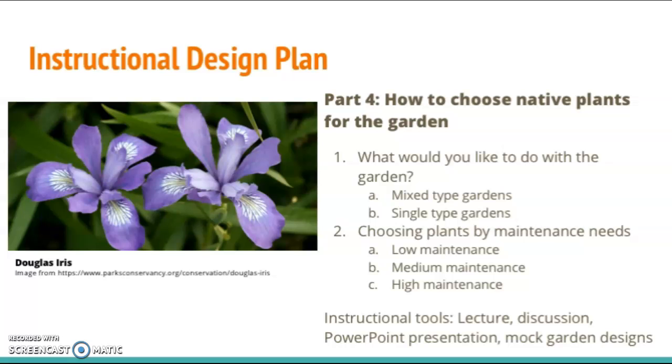The fourth part of the instruction will detail how to choose native plants for the garden. Students will learn about the types of gardens, either mixed type or single type gardens, and about choosing plants by their maintenance needs, either low, medium, or high maintenance. The instructional tools will include a lecture with a PowerPoint presentation and in-class discussion and activities.